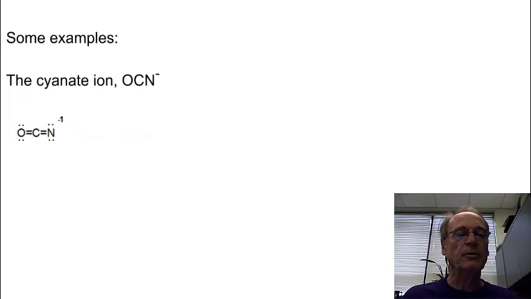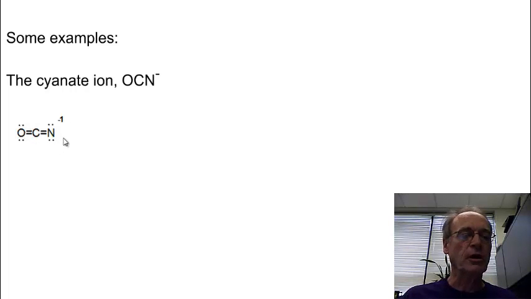For example, there's an ion called the cyanate ion, OCN negative. This is not one that you learned in general chemistry among the polyatomic ions, but it is a fairly common polyatomic ion. It's called cyanate. It's one oxygen, one carbon, and one nitrogen, arranged as you see here: oxygen, then carbon, then nitrogen. That's the skeleton for the cyanate ion.